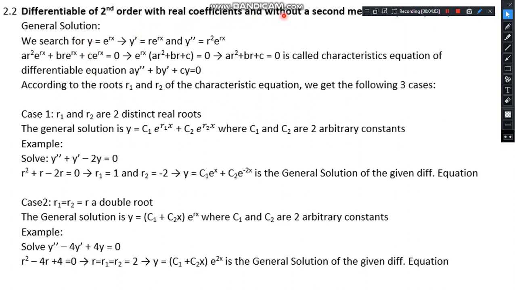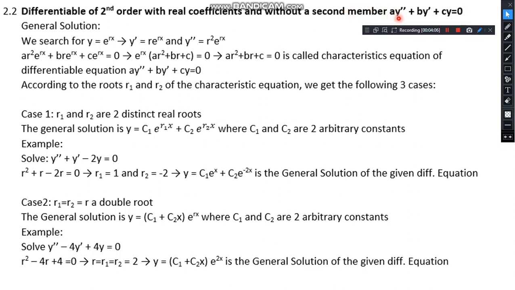Consider a second-order differentiable equation with real coefficients: ay'' + by' + cy = 0. So I'm going to take, let's suppose, y = e^(rx). If you do it, y' = r e^(rx), y'' = r^2 e^(rx). If you replace it here, you can check it by yourself.